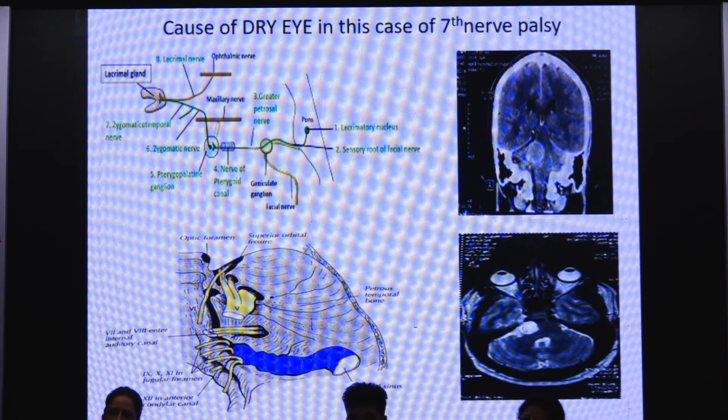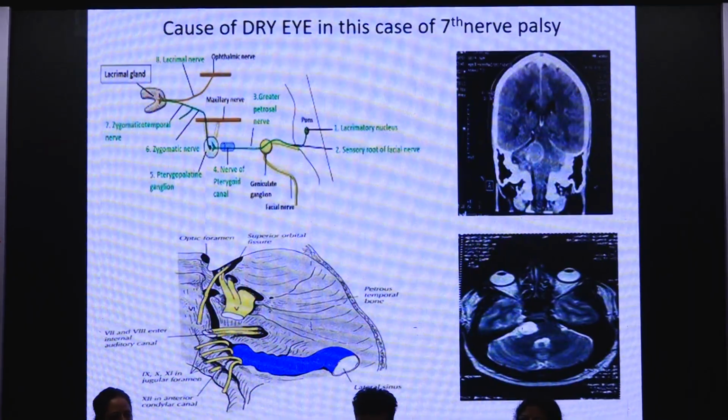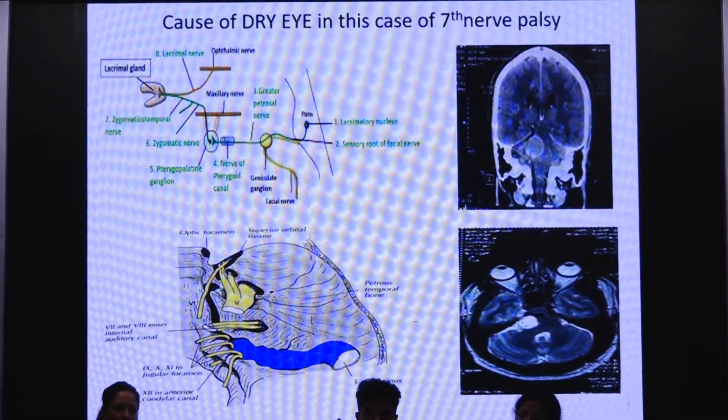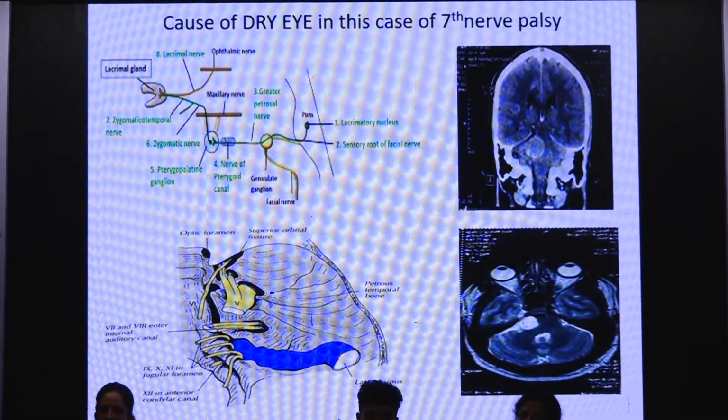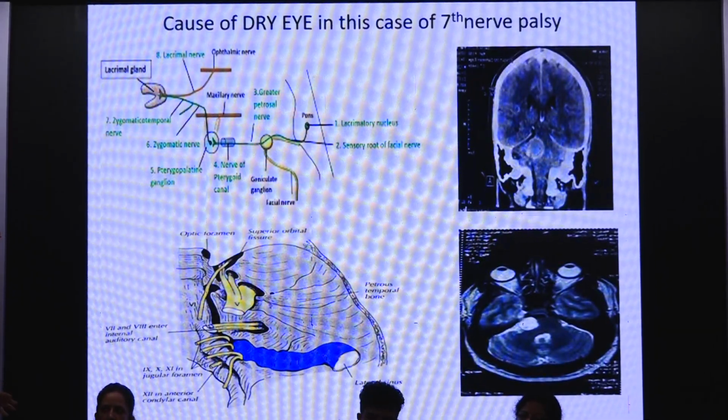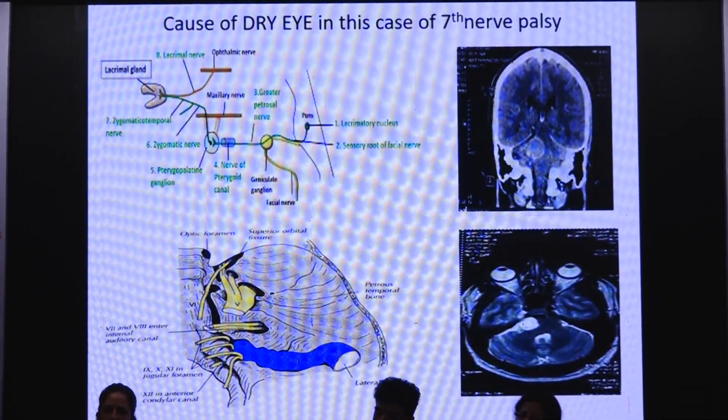At the geniculate ganglion, these fibers leave the main nerve, and they run into the greater petrosal nerve, and this greater petrosal nerve runs in the floor of the middle cranial fossa, and then it comes out to the foramen lacerum, and the fibers synapse in the sphenopalatine ganglion, and then to the zygomatic branch of the maxillary nerve, it goes to supply the parasympathetic fibers to the lacrimal gland.